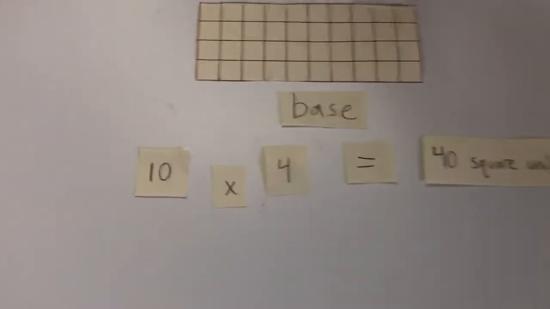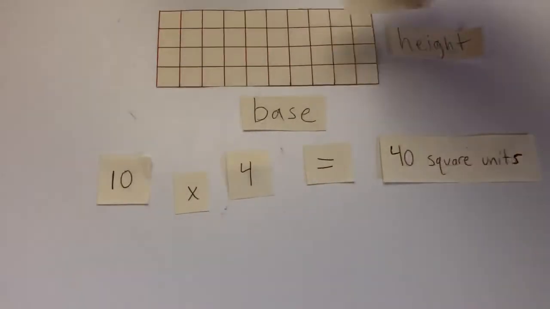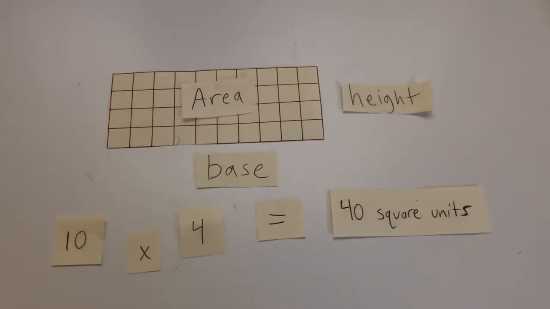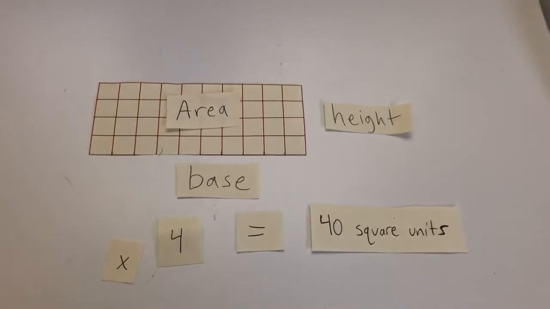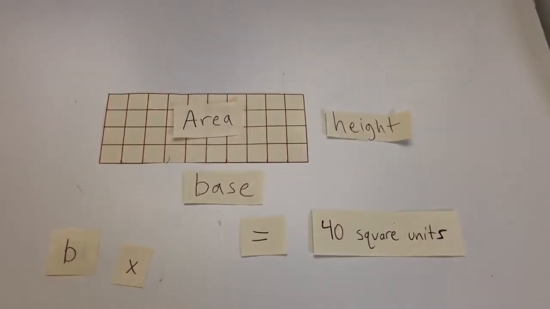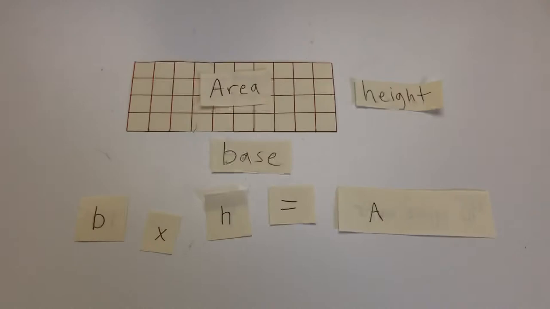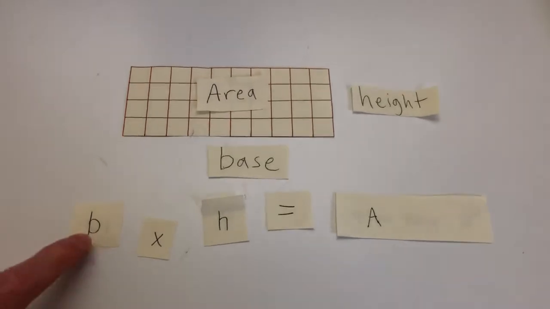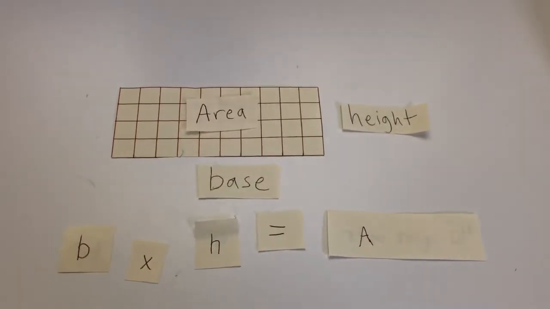The 10 is going to be called the base. The 4, the width, is going to be called the height. And our total surface area is simply called area. Okay? So, going off that information, let's change this to where it matches up there. Base times height equals area. So that is an equation right there. We have an equation of base, which is 10, times height, which is 4, equals area, which is 40 square units. And that's how you do that one right there, okay?